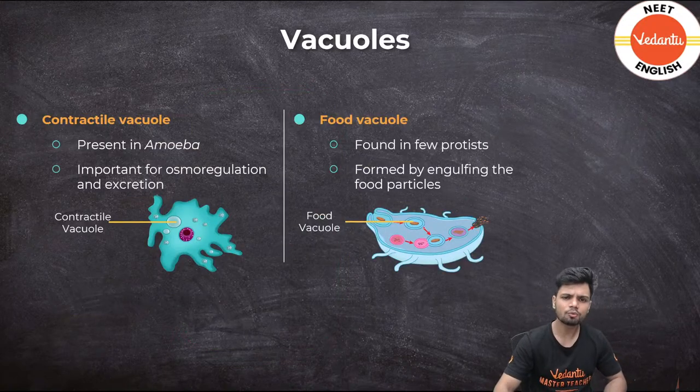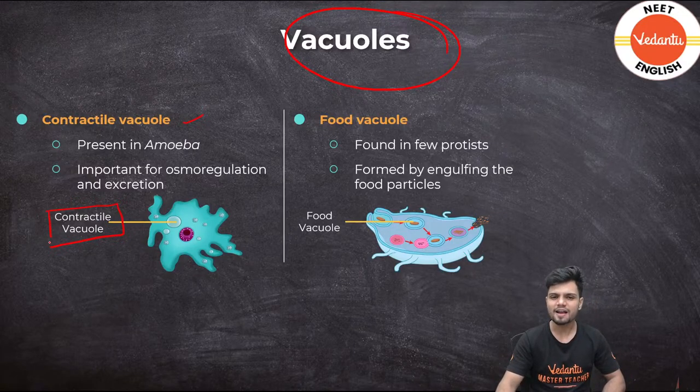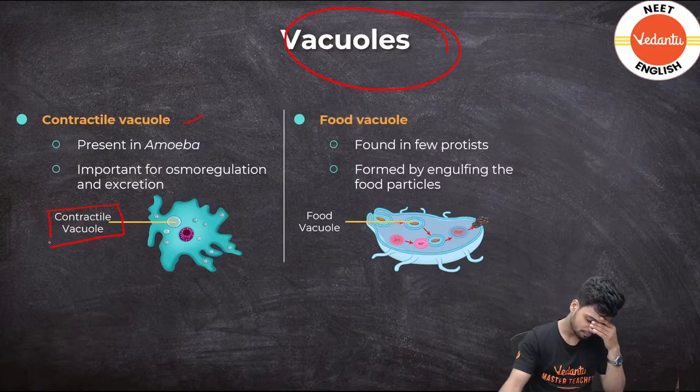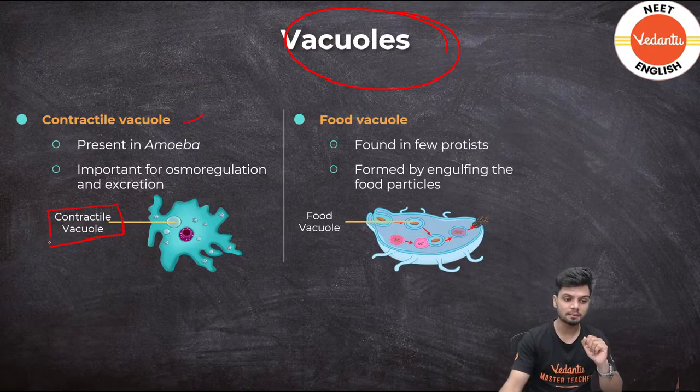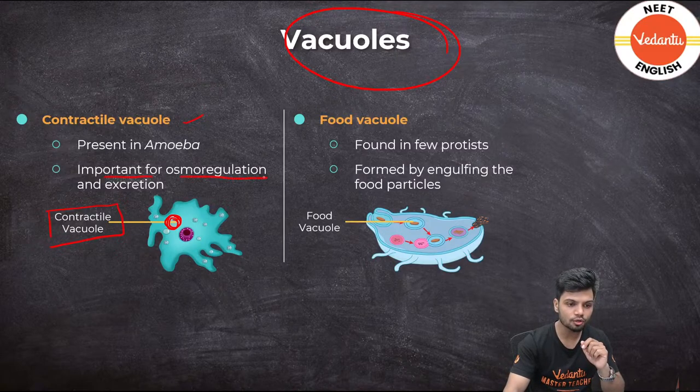Clear? Now, what about the vacuoles in the case of amoeba and other protista? In amoeba, the vacuole present is the contractile vacuole. The mode of nutrition in amoeba is engulfing, that is called holozoic. The holozoic mode of nutrition in amoeba is because of the contractile vacuole. It can move, and it is important for osmoregulation as well as excretion in amoeba.